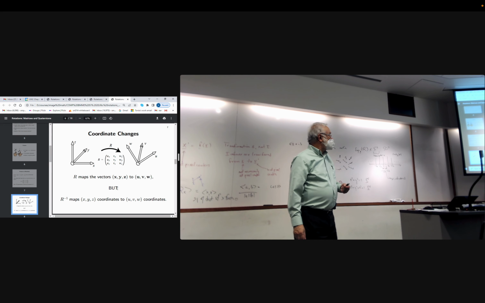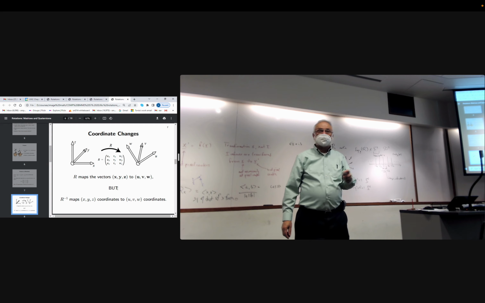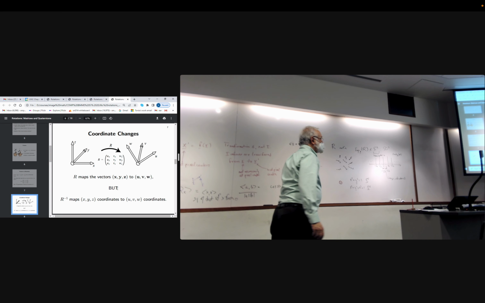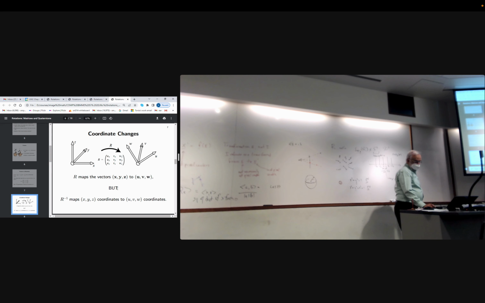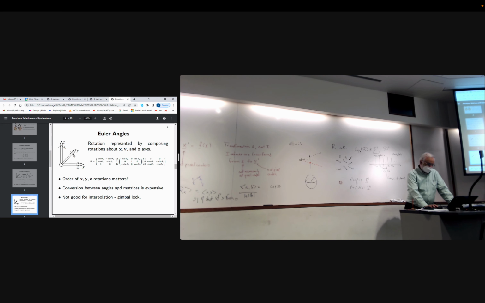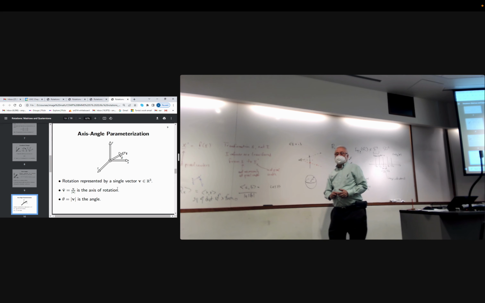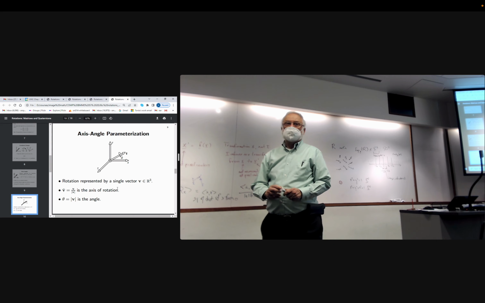If you want to rotate your coordinate system, you have to apply R inverse to the points. You want the new coordinates in the rotated coordinate system. If R is the rotation, then you have to apply R inverse to the points. Okay, so here's the Euler angle stuff I talked to you about. It's complicated and limited. And so we move on to this axis angle way of thinking about things.